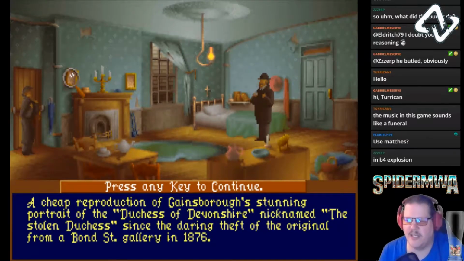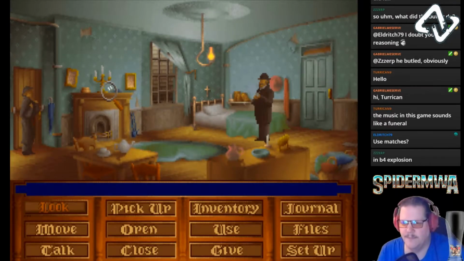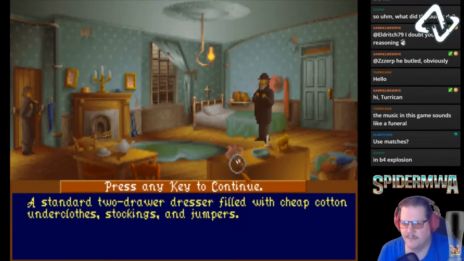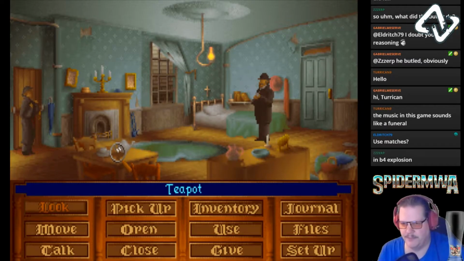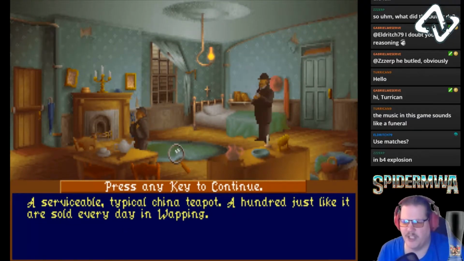A cheap reproduction of Gainsborough's stunning portrait of the Duchess of Devonshire, nicknamed the Stolen Duchess since the daring theft of the original from a Bond Street gallery in 1876. I'd say that the wallpaper has seen better days. A standard 2-drawer dresser filled with cheap cotton underclothes, stockings, and jumpers. A serviceable typical China teapot. 100 just like it are sold every day in Wapping.